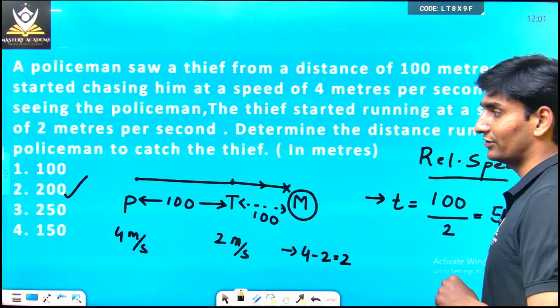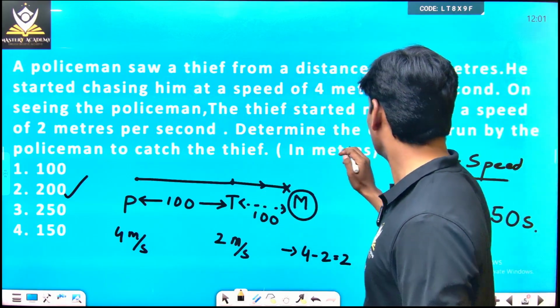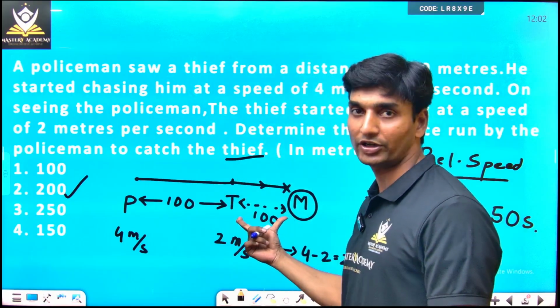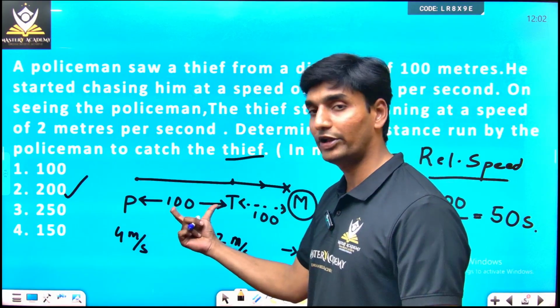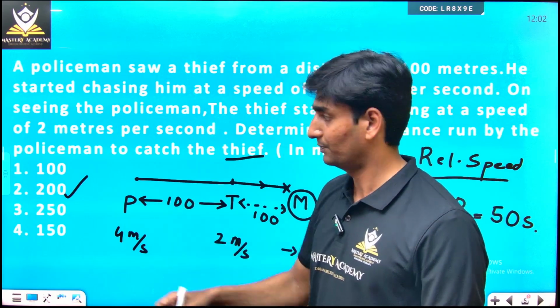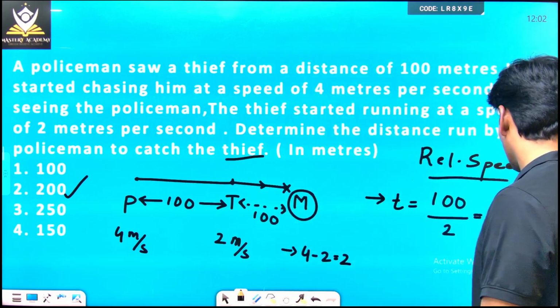So how much distance did the thief cover? Sometimes they only ask the distance covered by the thief. The thief only ran about 100 meters. The policeman had to run 100 and 100, 200 meters. So that is the answer, option number B. Okay. Next question.